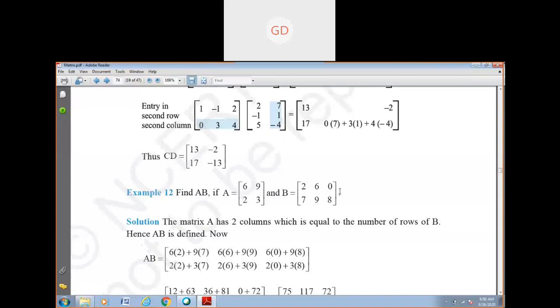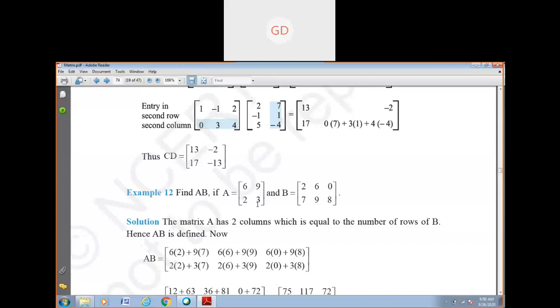First row into first column, this element. First row into second column, this element. First row into third column, this element. Since these results are obtained by multiplying the first row, we have got the first row in the result. So the first row is over. Now by the second row.